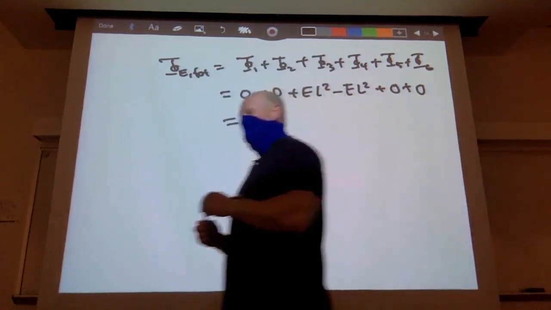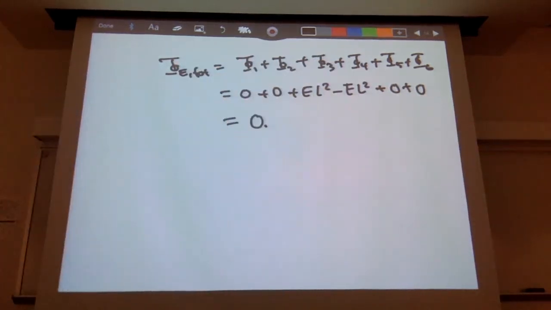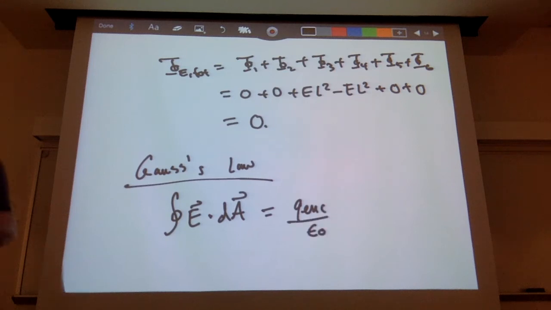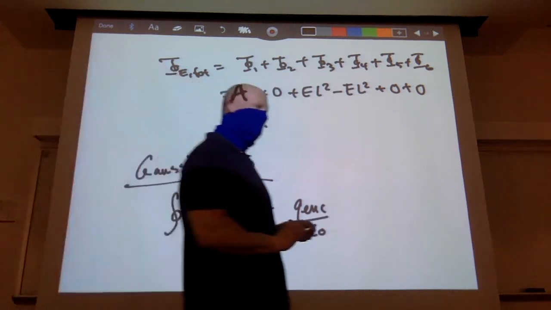So good. So again, this is Gauss's law. What Gauss's law says is that the integral of the electric field dotted by the differential area, where again, this is an integral over a 3-dimensional closed surface, where we're integrating only over the surface of that closed surface, is equal to the charge enclosed divided by epsilon naught. This is Gauss's law.